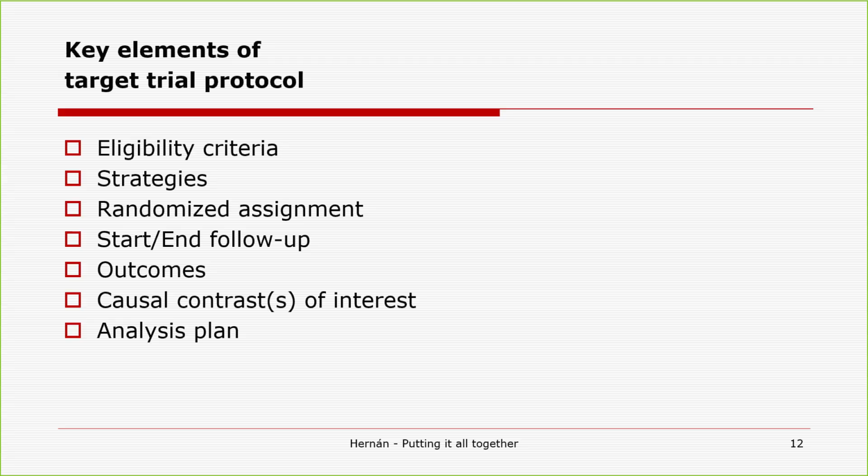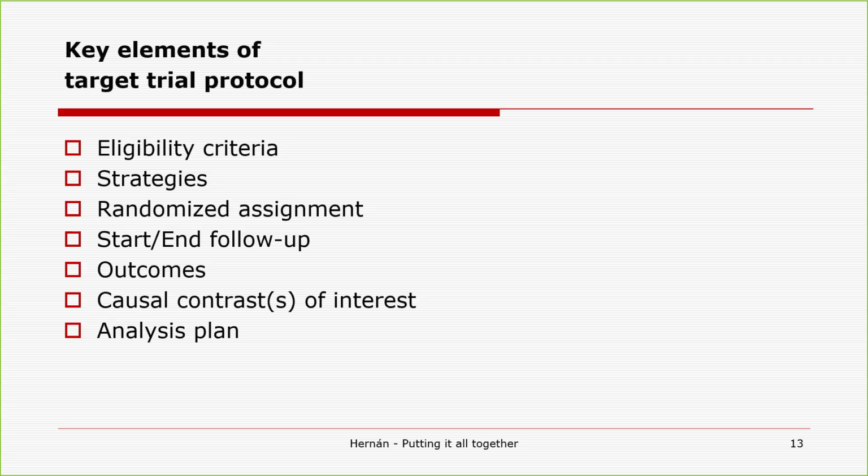So the protocol of the target trial has different components, like for any randomized trial. We have to define the eligibility criteria, what are the treatment strategies that we're going to employ, two treatment strategies, or 3 or 4 or more, how the randomized assignment is done, the follow-up, the outcomes, the causal contrast, the analysis. That's what any protocol of a trial has.